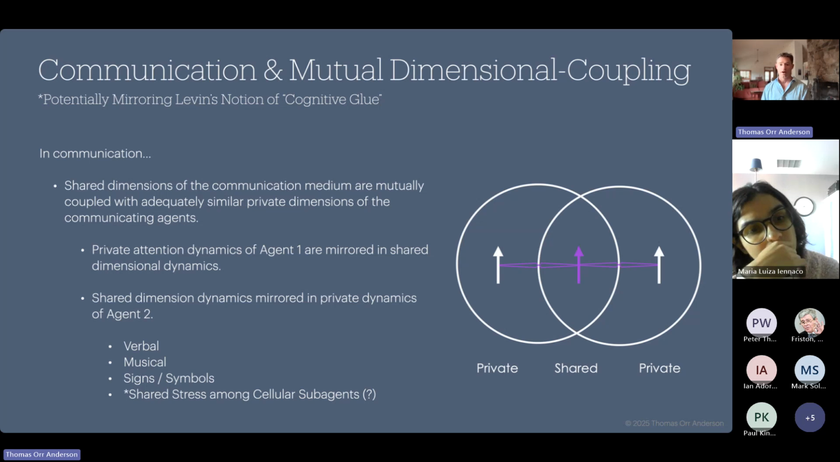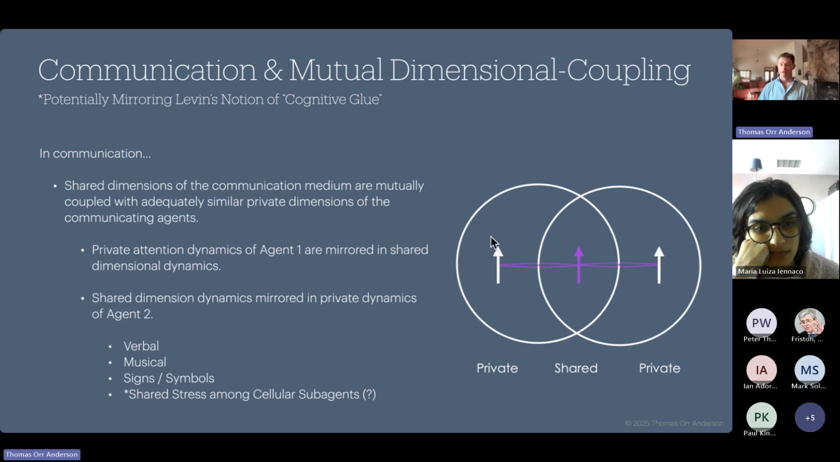This is where things start getting a bit more provisional. We can consider communication in the context of mutual dimensional coupling. So suppose you have one agent. Oh, I need to be clear in this diagram and in the previous ones about the shared dimensions. This outer circle does not represent the p equals 1 surface, but it rather just represents the container of the M space for that agent.